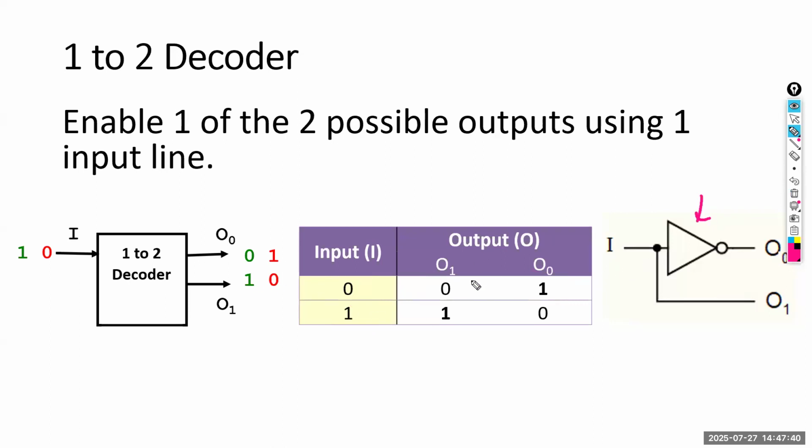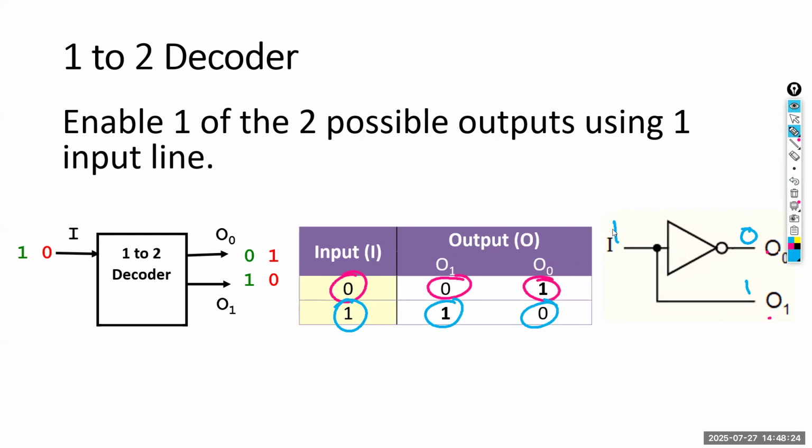Now what happens when the input is 0? When the input is 0, this is 0, and this is NOT 0, which is 1. So output 0 is 1, output 1 is 0. Correct. So then what about when the input is 1? When this is 1, this is 0, this is 1. So that means output 1 is 1, output 0 is 0. Yes. So our requirement is fulfilled, right?